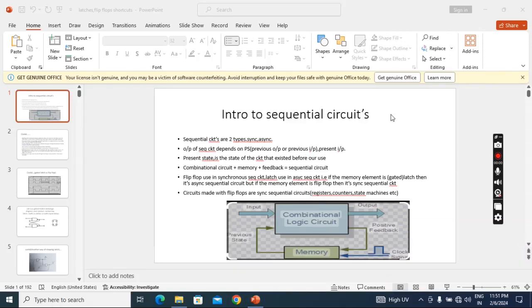In this lecture, we'll discuss the introduction to sequential circuits. Sequential circuits are of two types: synchronous sequential circuits and asynchronous sequential circuits. First, we'll see the definition of a sequential circuit.